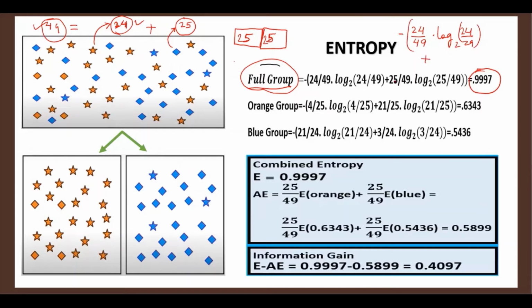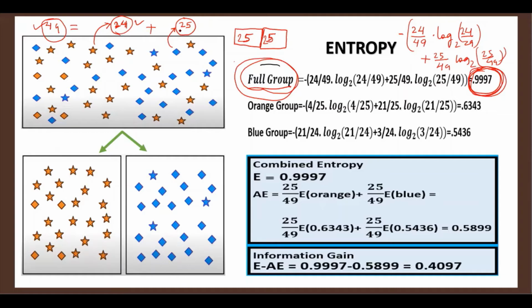The other group contains 25. So replace it by 25. 25 divided by 49 log 2, 25 divided by 49. That's all. This is entropy of the whole data set. It's almost 1. Means we have a high amount of randomness here. Things are mixed up, you see, all stars, rectangles, and they're almost equal in number.